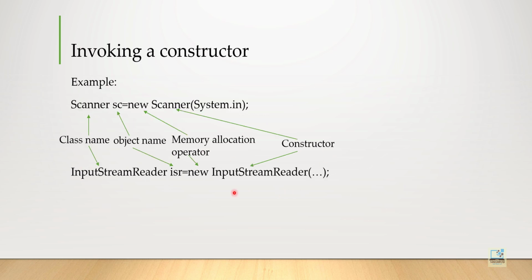See this one also, this is a predefined class, Scanner and InputStreamReader. You already know about it, right? So here also you can easily identify four components: Scanner and InputStreamReader are the class names; sc and isr are the object names. New is used in both the statements, so these are the memory allocation operators, and the last ones, Scanner and InputStreamReader, are the constructors. So whether it is a predefined class or a user defined class, a constructor is always invoked this way only.